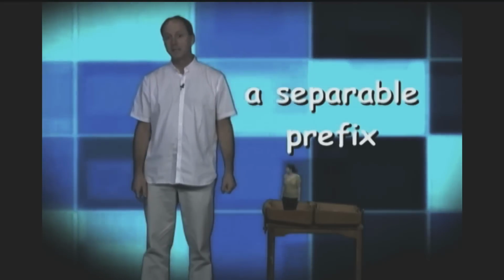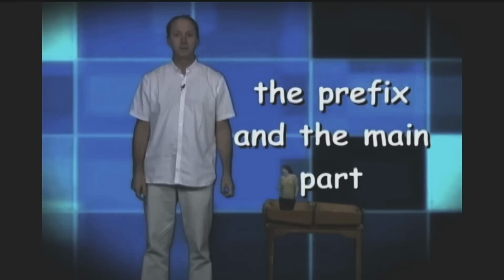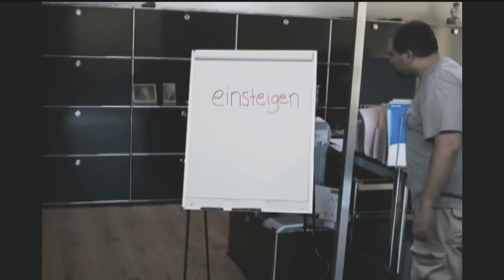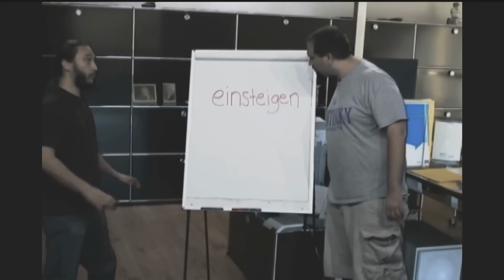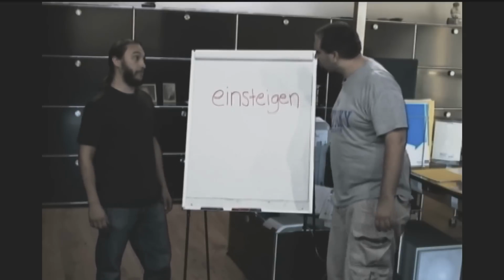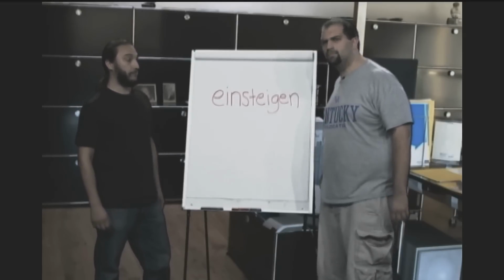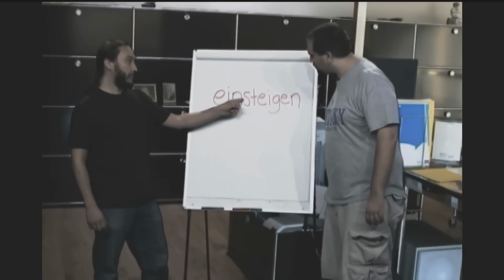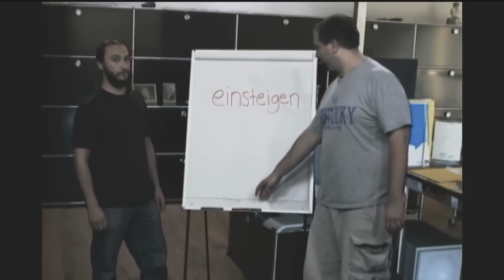If your verb has a separable prefix, the GE will go between the prefix and the main part of the participle of the verb. Whoa there, Matt. Be careful. You have a separable prefix here. To make the participle, be sure to put the GE between the prefix and the stem. Oh, yeah.